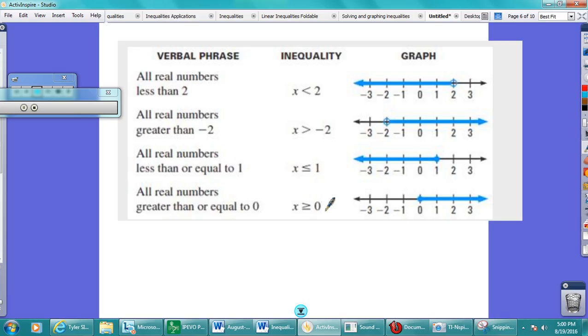Last, we have x is greater than or equal to 0. We find 0. There's an equal at the bottom, so we know that we include the 0. We fill in the circle and draw the line to the right. All the numbers to the right on the number line, all real numbers greater than or equal to 0, satisfy this inequality.